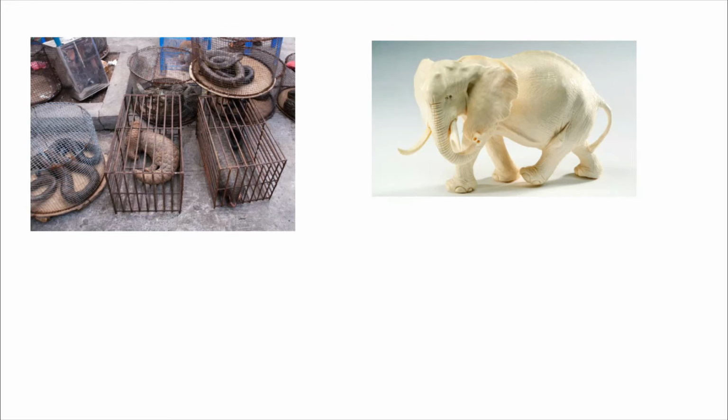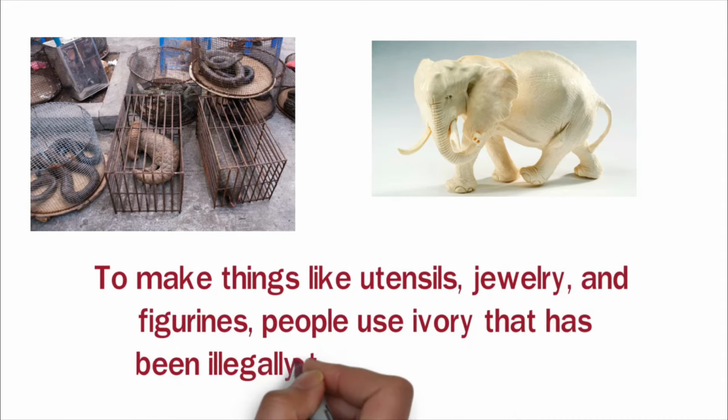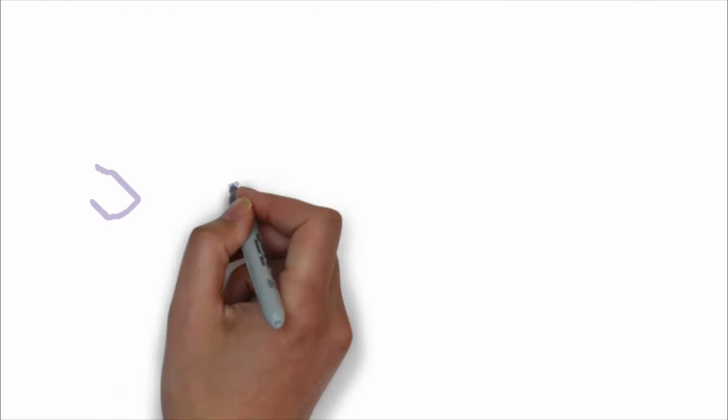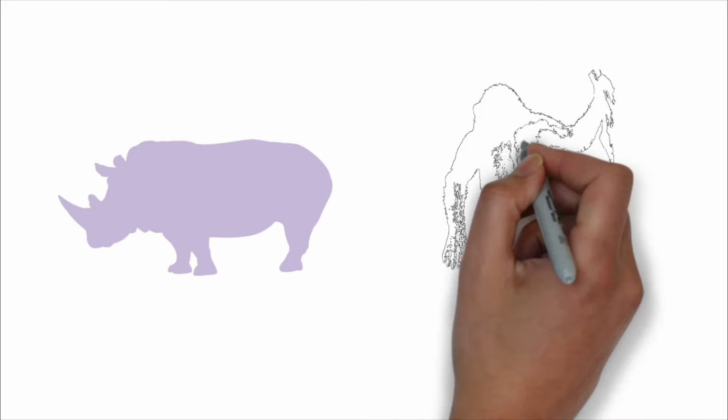Elephants are killed for their ivory. To make things like utensils, jewelry, and figurines, people use ivory that has been illegally taken from the animal. Rhino horns are worth a lot because most cultures believe they can be used to treat illnesses. There are also gorillas that are hunted for the same reason, too.